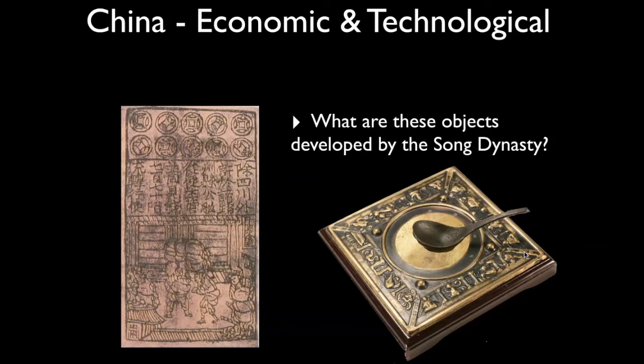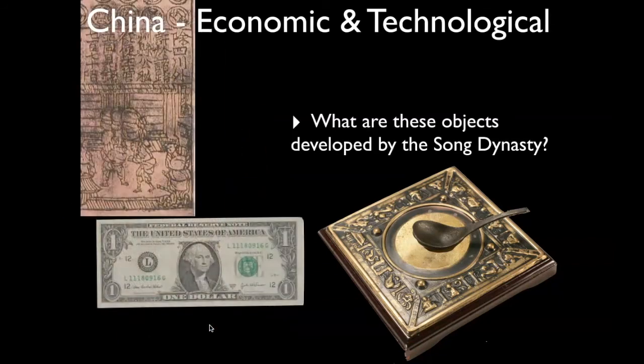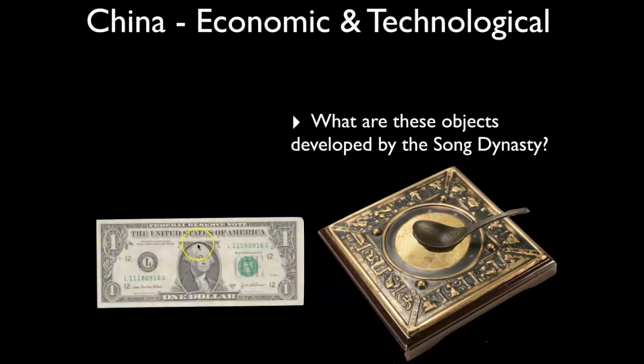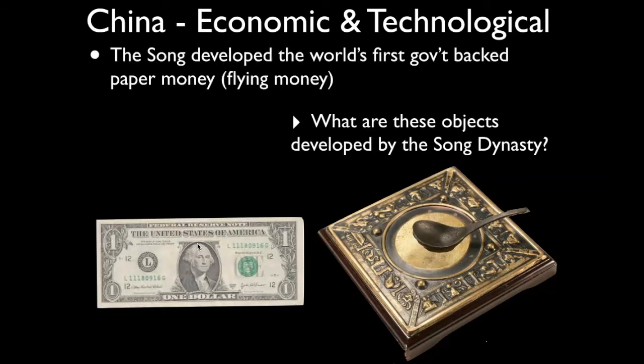Two other objects developed by the Chinese, the one on the left here is paper money. So they called paper money flying money because if you dropped it, it would just sort of fly into the air in comparison to the coins that they were used to carrying around. So the Song developed the world's first government-backed paper money.